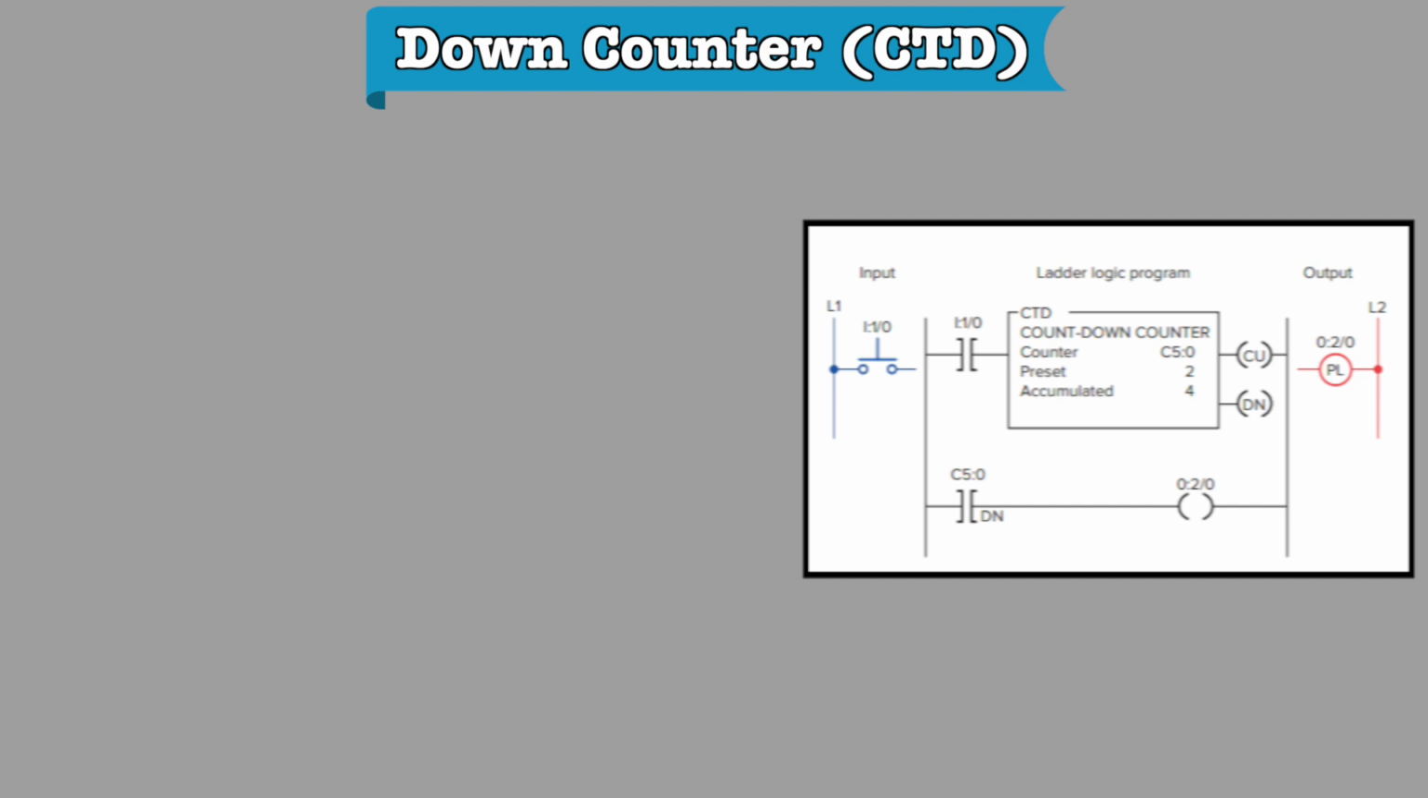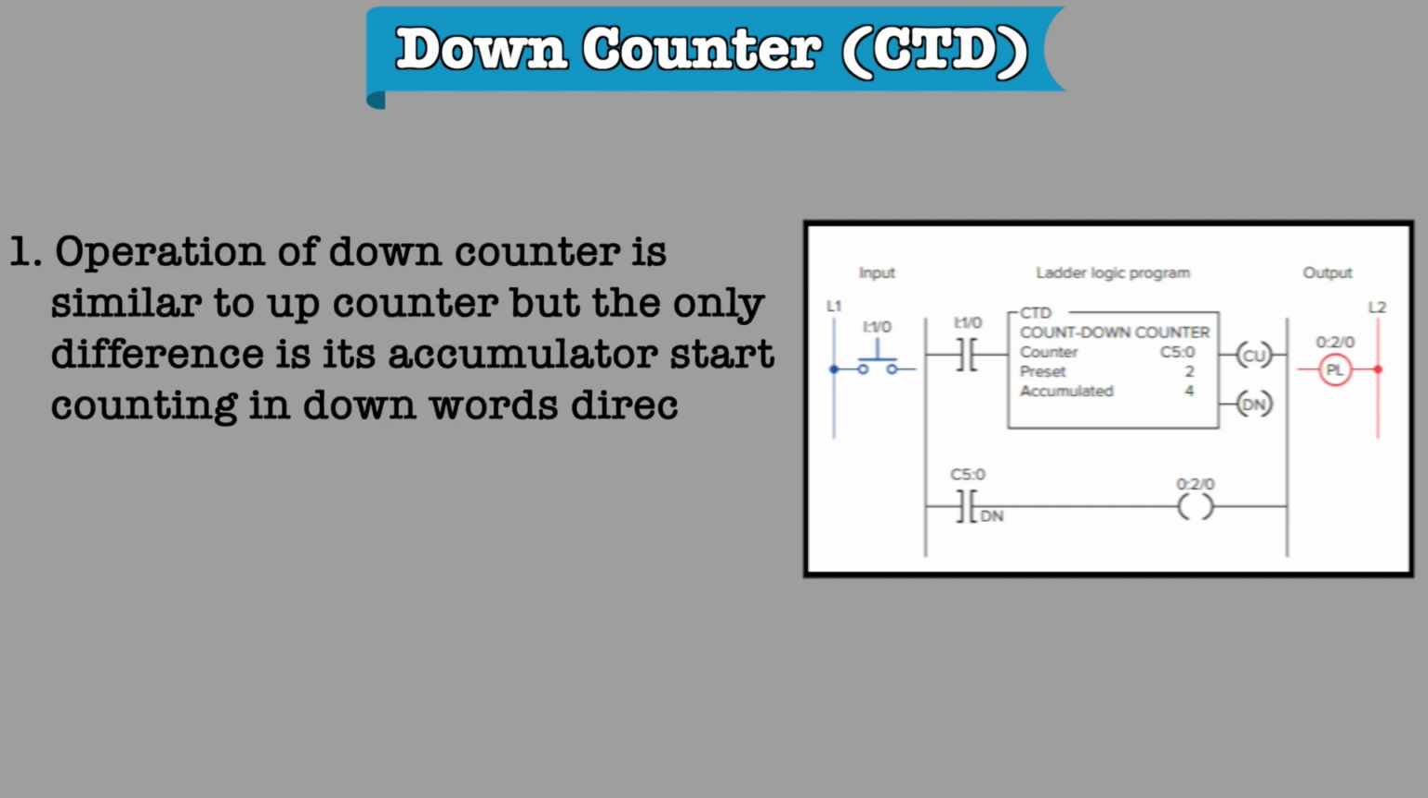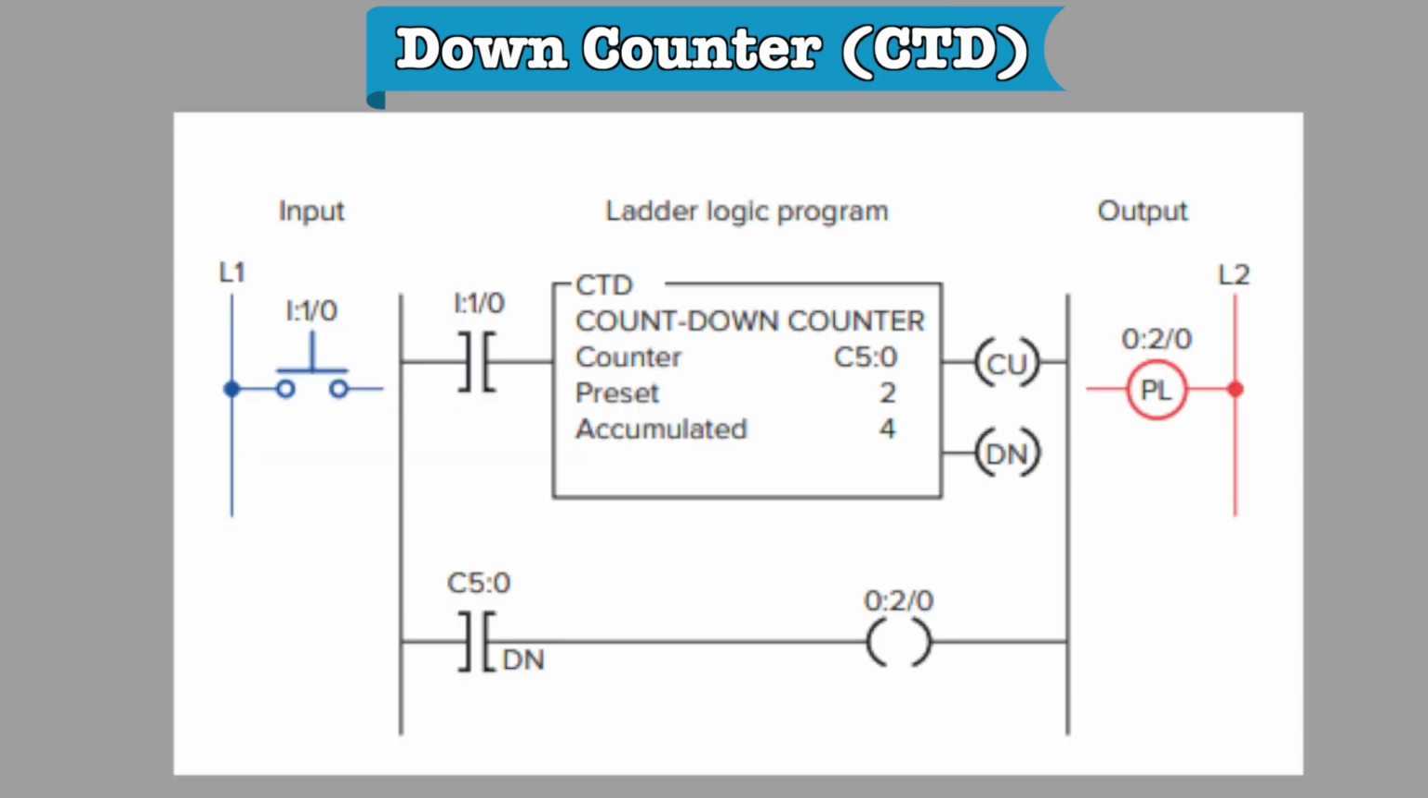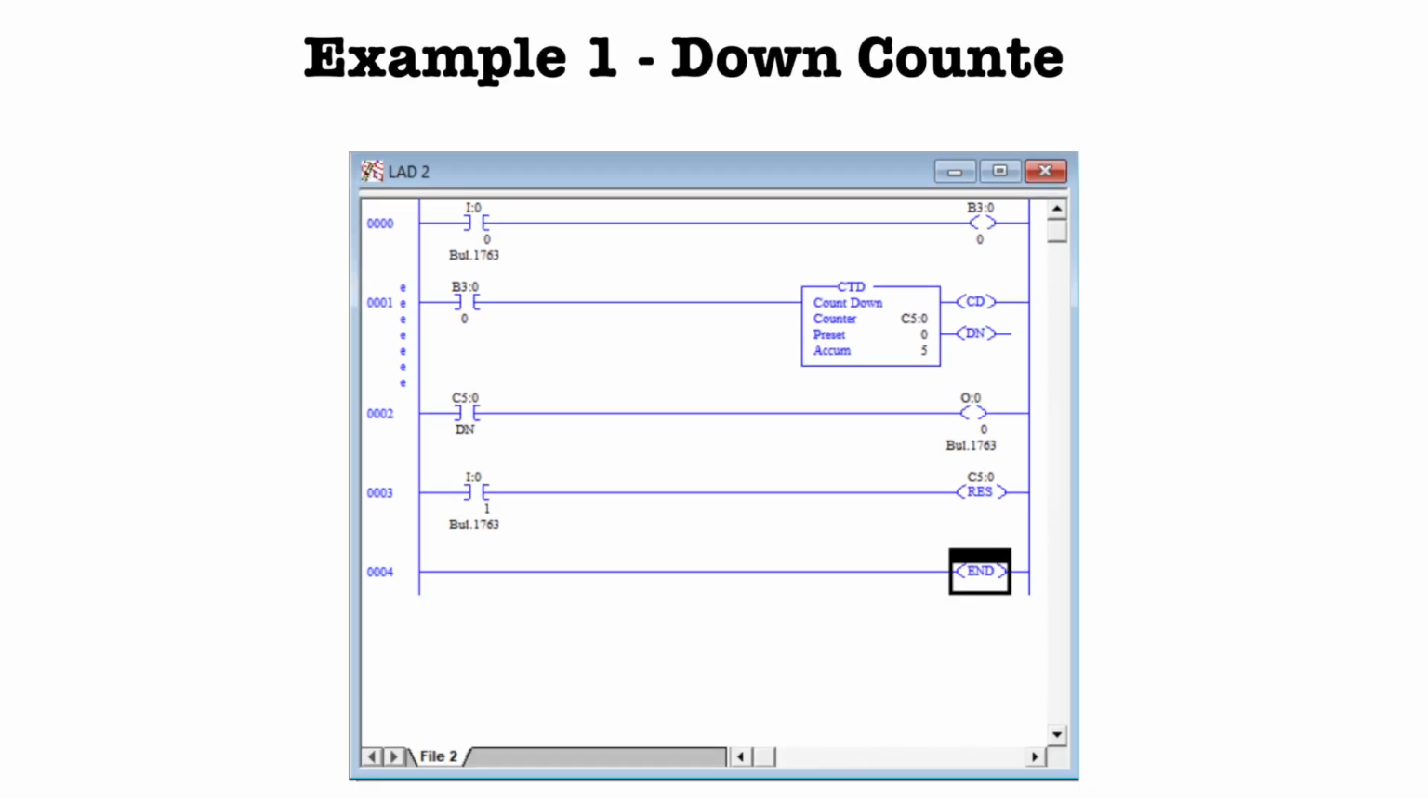As you see in the diagram, the operation of the down counter is similar to the up counter, but the only difference is its accumulator starts counting in the downward direction, or decreasing order. The down counter also has two output bits. The first one is the CD bit and the second one is the done bit, right? Let's take an example to understand the operation of down counters.